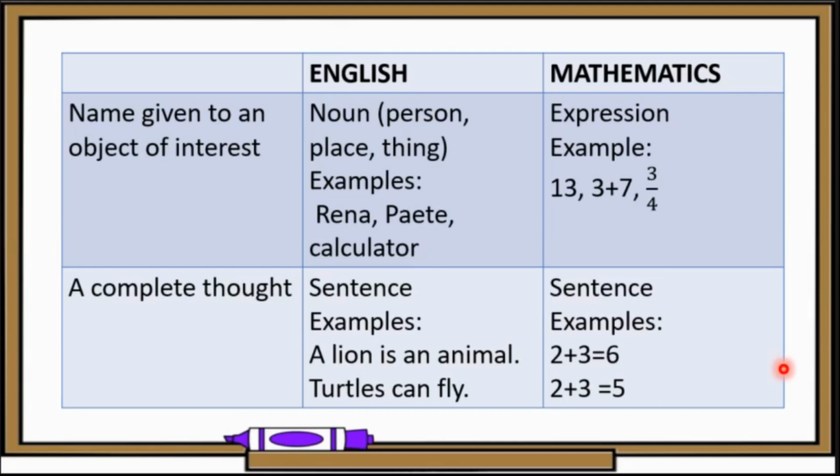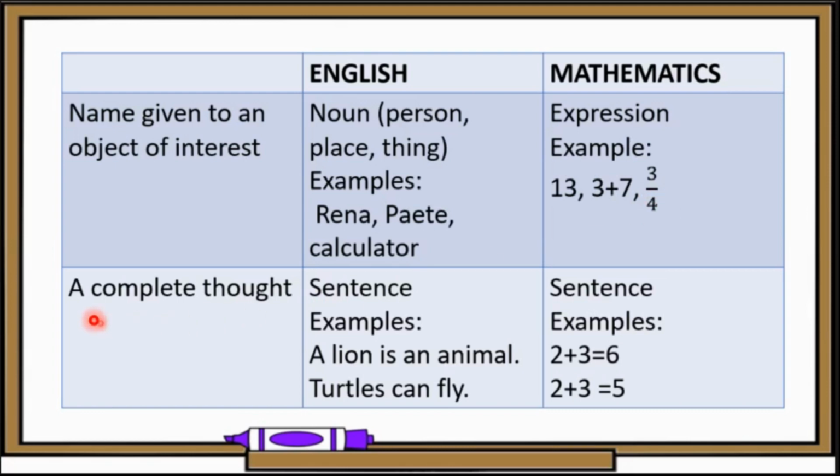I have here a summary in the form of a table. Ayan. So let's summarize what we have learned about English and mathematical sentences using this table. And after this, I will give you an exercise. For a name given to an object of interest, in English, we call them nouns. This could be a person, a place, or a thing. For example, we have Rena, Paite, or calculator. For mathematics naman, we call them expressions. Examples, 13, 3 plus 7, and 3 over 4.